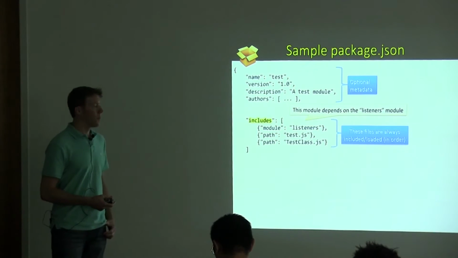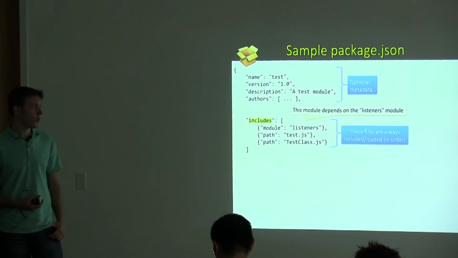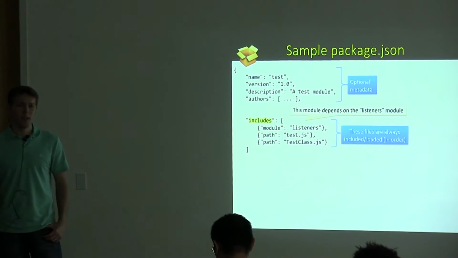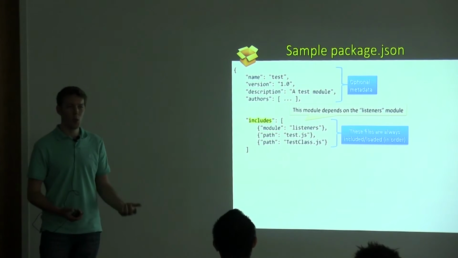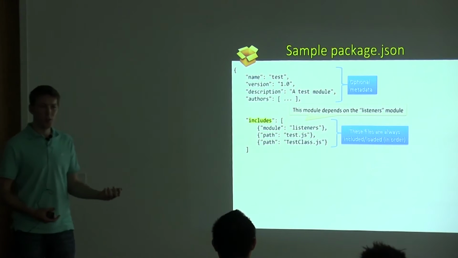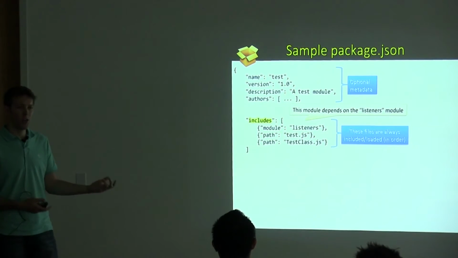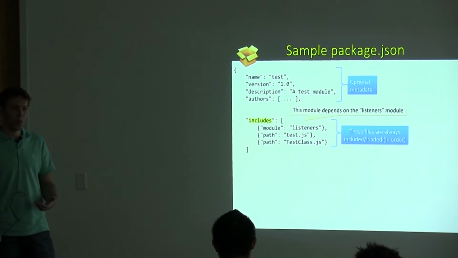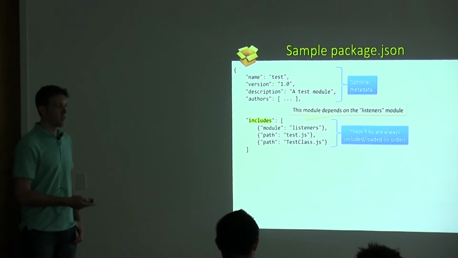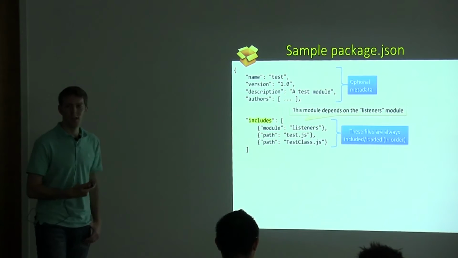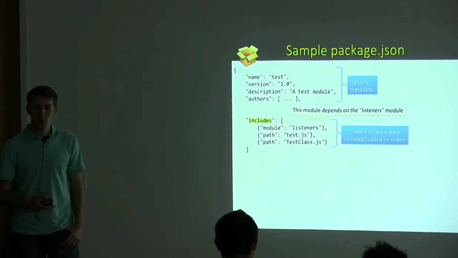So here's what a simple sample package.json file looks like. So the first part is just metadata. It's really only helpful for documentation. It's good to actually use that information if you're generating documentation that you want other developers to read. That information can easily be extracted. So the second part, this is new. So this is specific to RaptorJS, and that's the set of includes for your module.